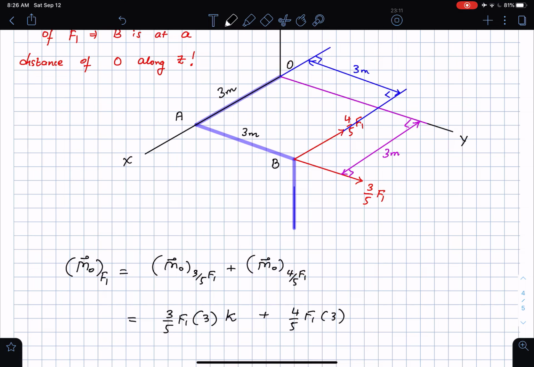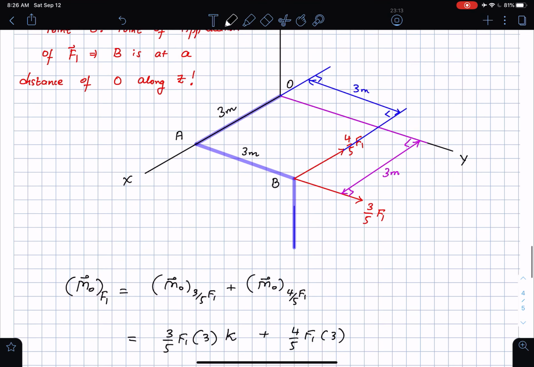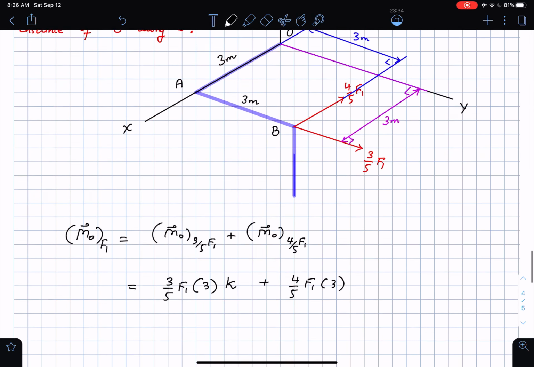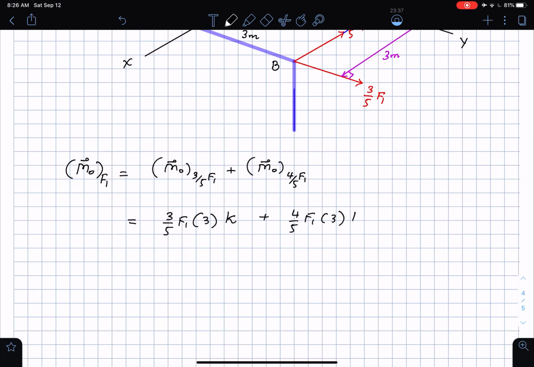What is the direction? You've got to be very, very careful once again. Fingers aligned with the force. Your palm faces the point O, so in this case your fingers are going to be parallel to the x-axis for the force 4/5 F1. Very important thing. You curl your fingers, and your thumb is going to be pointing along the z direction. So this is also going to be in the k direction. So this is the moment about the point O due to the force F1.